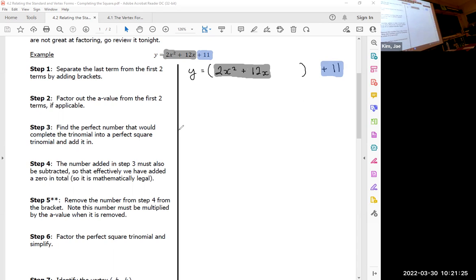Question so far. Every single time I do something, I need you to ask yourself, does that equal the previous line? Because I can't change anything without making sure that it's mathematically legal. Each line has to be equal to the previous line so that when I write my final line, this equation, whatever that is, must equal this. You get what I'm saying?